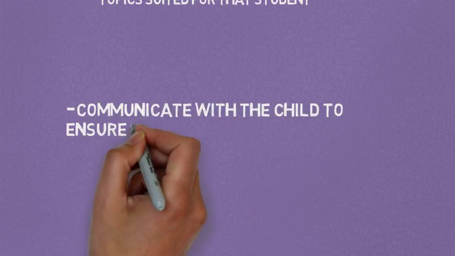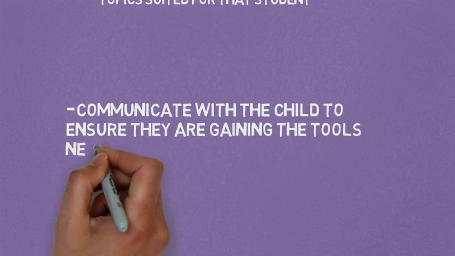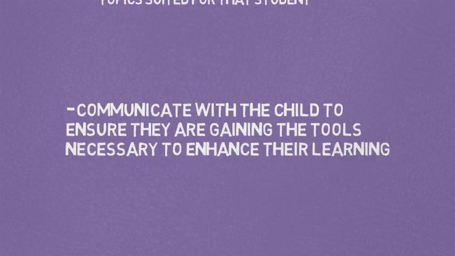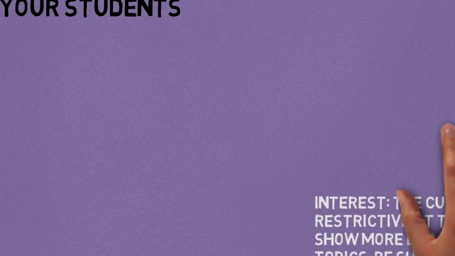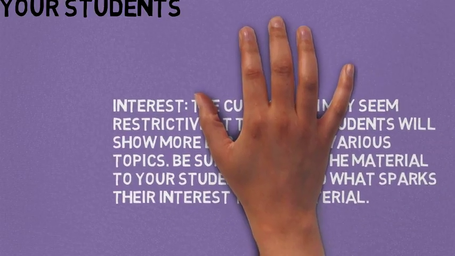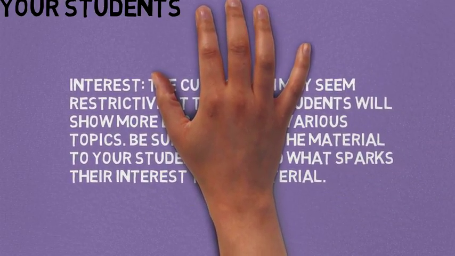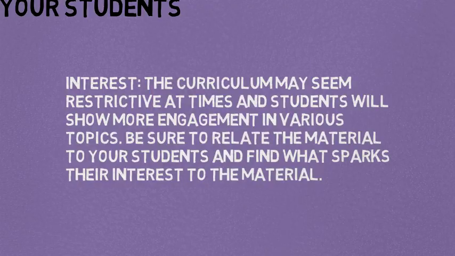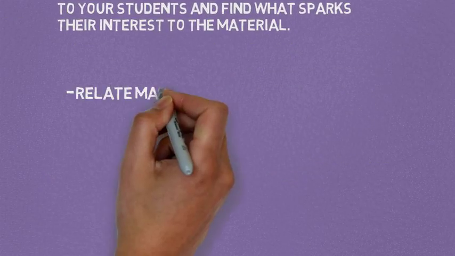Make sure that you communicate with the child to ensure they are gaining the tools necessary to enhance their learning. Make sure that you're having those conversations with your student and making sure that they're feeling supported. Now, the interest of the child. I know the curriculum may seem restrictive at times, and students will show more engagement in various topics. Be sure to relate the material to your students and find what sparks their interest in the material.